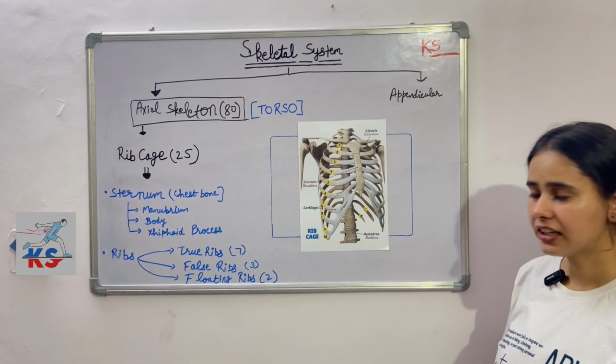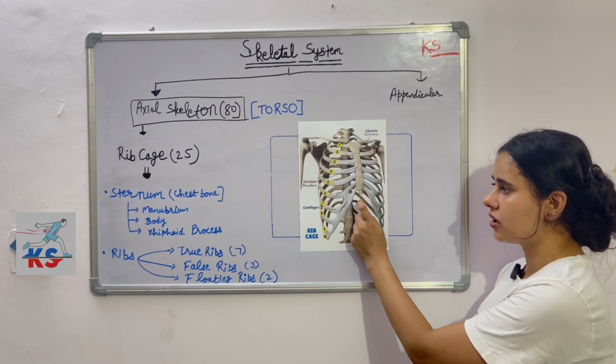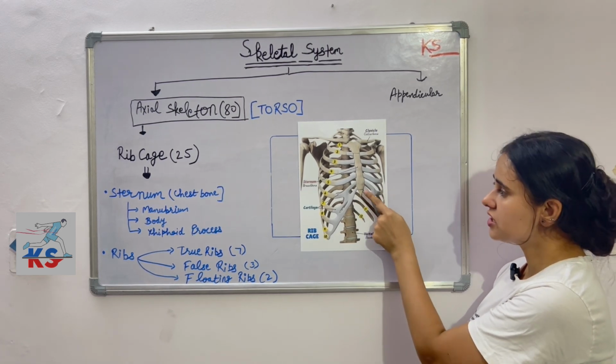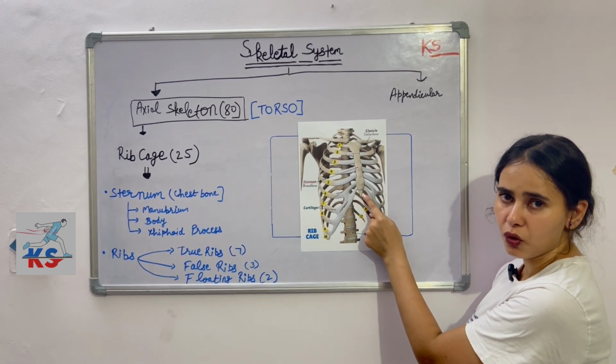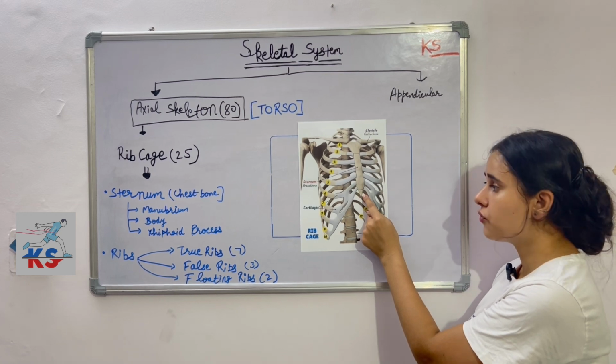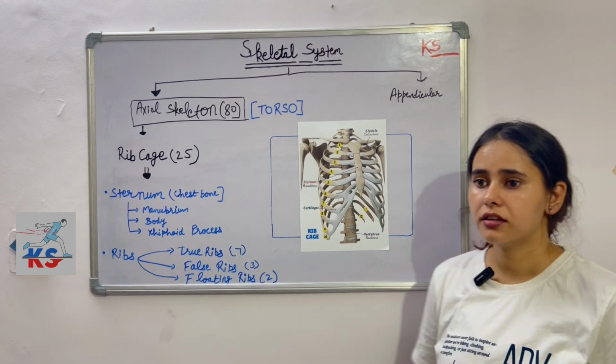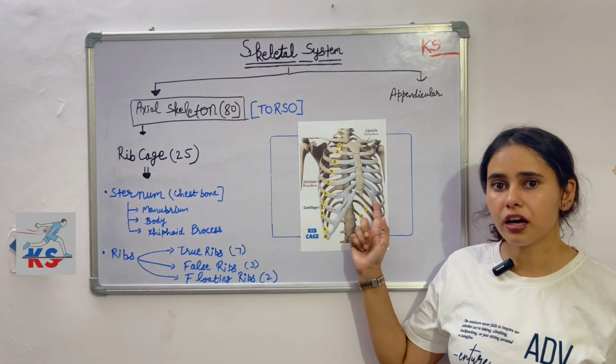After that, the third segment which is important is the xiphoid process. You will see this triangular shaped bone. This is called the xiphoid process. So in a child, this is not a bone.